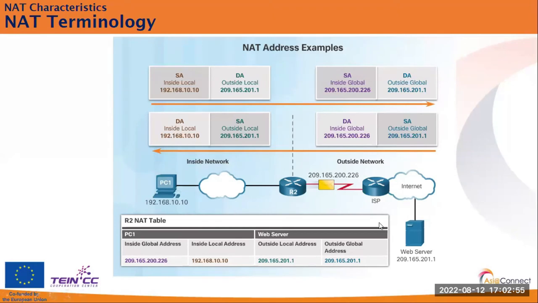So maybe you are clear. Now, if it is returning, then this server will not send to this inside local. It will send the traffic to the inside global address, and it will come to the router, and from this router, it will translate it to its own IP address, that means the private network address, 192.168.10.10.